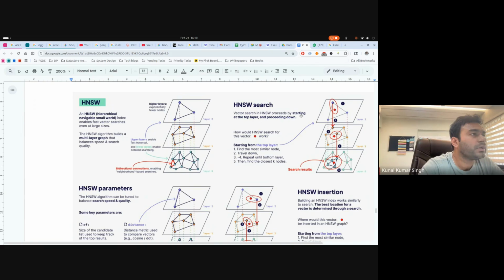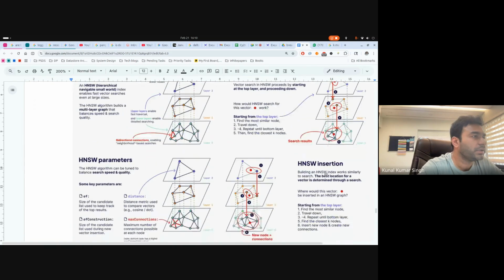Okay, so HNSW proceeds by starting at the top layer and proceeding down. How would HNSW search for this vector work? Start at the top layer, find the most similar nodes, travel down, and repeat until the bottom layer, then find the closest k nodes. Okay, it's the same there.